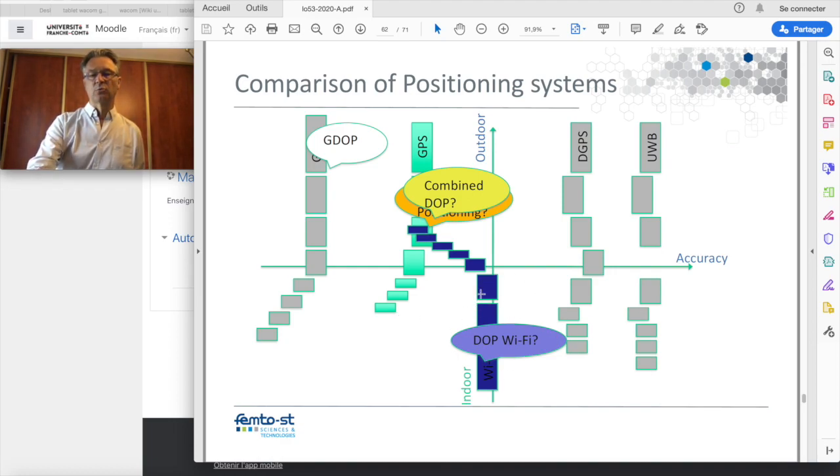At the opposite, the Wi-Fi is working well inside the building, but it's not deployed outside. So when you are outside, you are going to be far from the building, and when you are too far from the building, you are going to have no accuracy. DGPS is also good outside, and you have more accuracy than the simple GPS, but it's also not working very far inside the building.